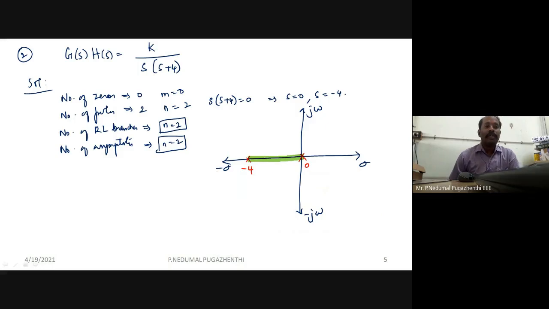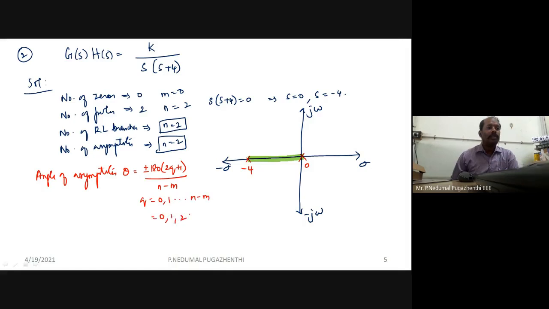Also you can see that these two poles are adjacent poles, so you may have a breakaway point. We will go step by step. Next, we will find the angle of asymptotes. The formula is theta is equal to plus or minus 180 into 2q plus 1 divided by n minus m, and q varies from 0, 1, etc. to n minus m, so it is going to vary 0, 1, 2.